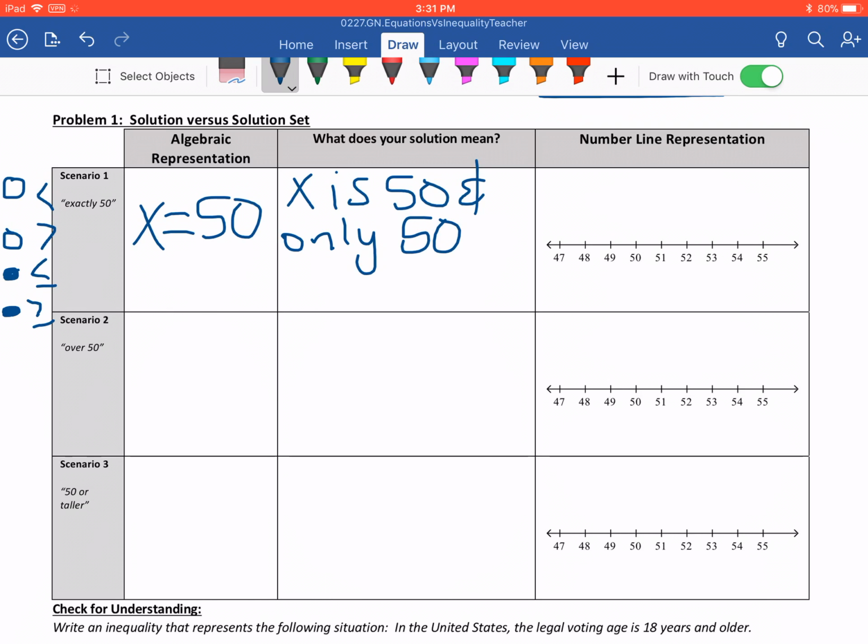And the way that we draw that on the number line, you may remember we just draw a dot on 50. So we've plotted the point, and that just represents x equals 50. The next one says over 50, so that means x is greater than 50. So what does it mean? X is greater than 50.